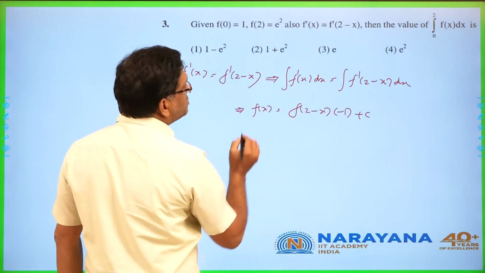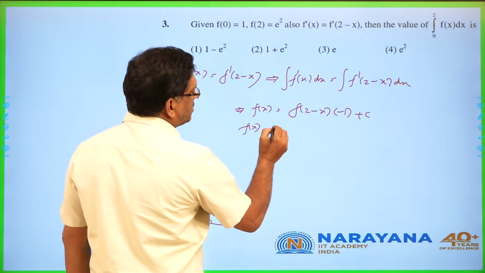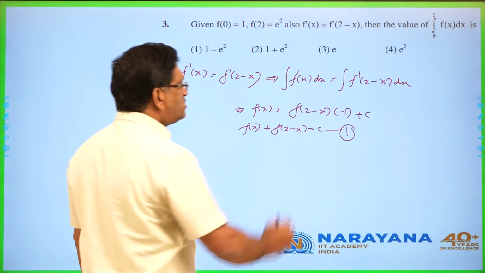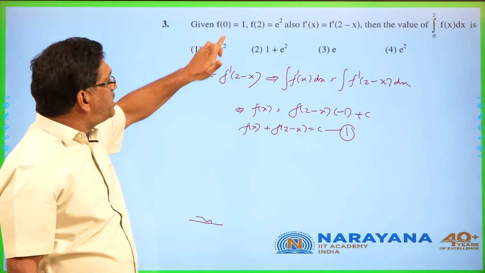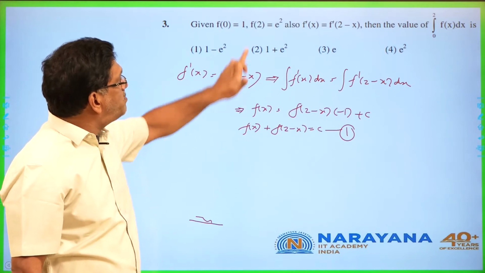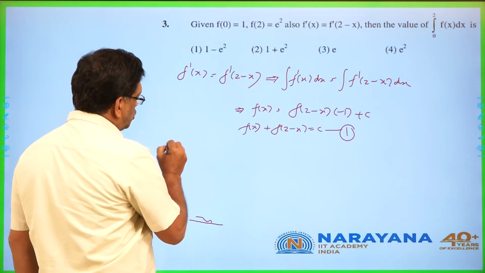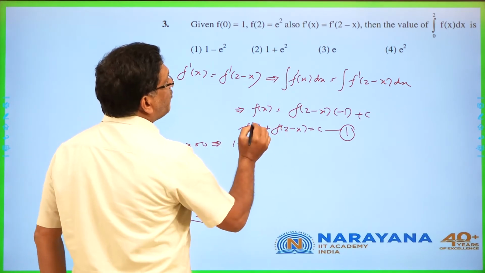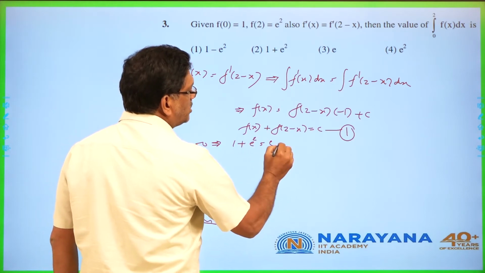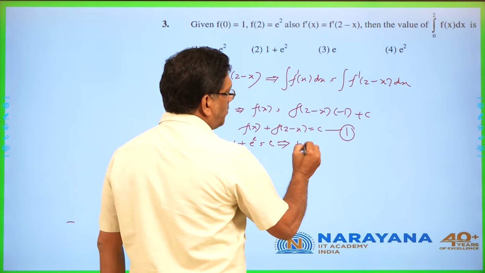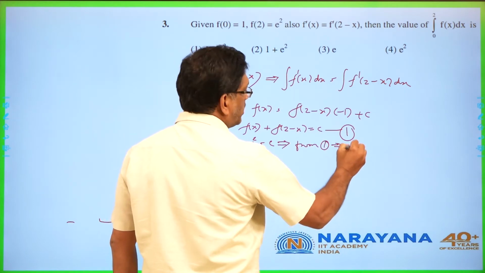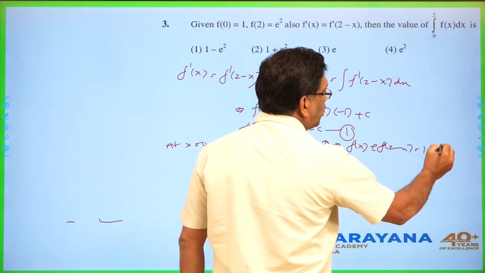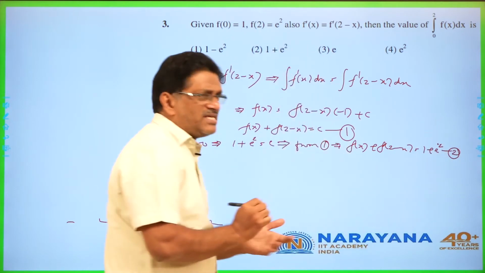So he has given a condition. Let us use that condition. Bring this term to this side: f of x plus f of 2 minus x is equal to c. Since he has given information at x equals 0, he has given f of 0 and f of 2. At x equal to 0, let us substitute it here. So f of 0 is 1 plus f of 2 is e square, equal to c. That implies from the first equation, f of x plus f of 2 minus x is equal to 1 plus e square. Keep it as second equation.